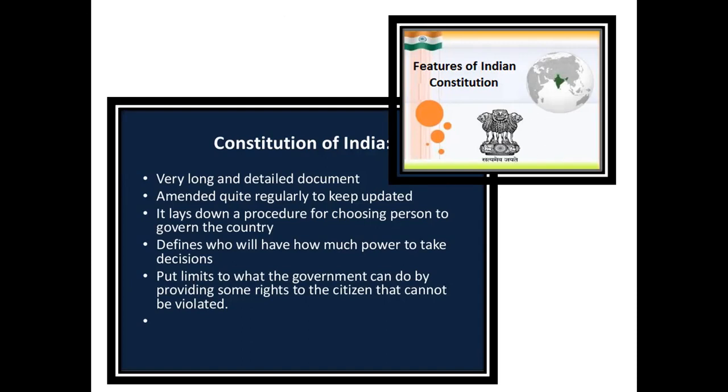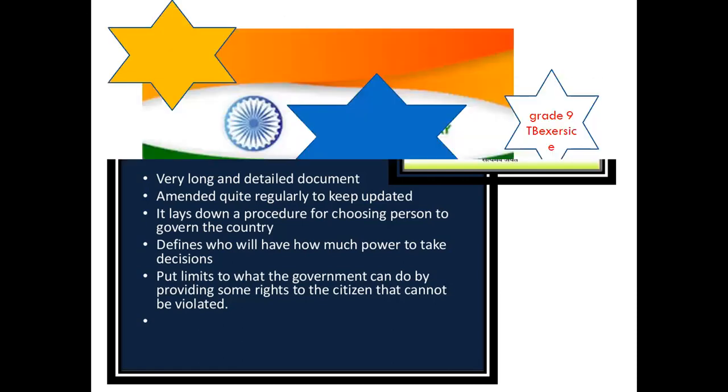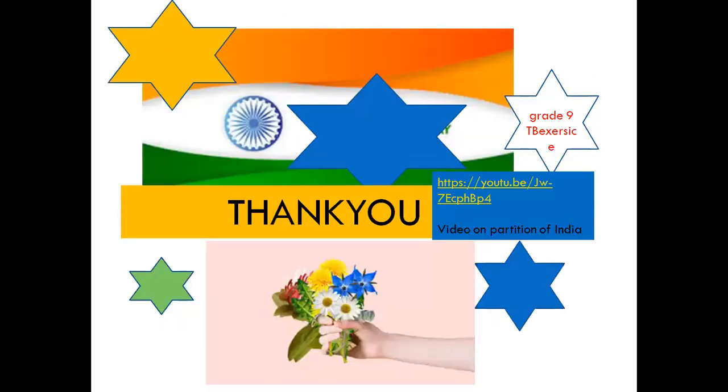It lays down the procedure for choosing the person. We have the right to choose our person to govern our country through election. It defines who will have how much power to take decisions. So in our constitution, they clearly said who will have how much power. It also puts a limit on what the government can do by providing some rights to the citizens that cannot be violated. The government also cannot violate any of our constitution's rules and regulations.